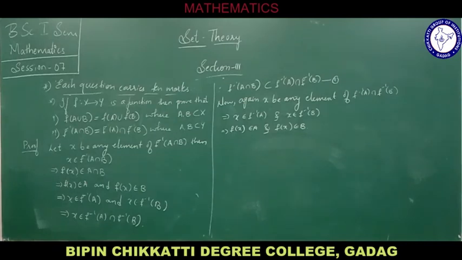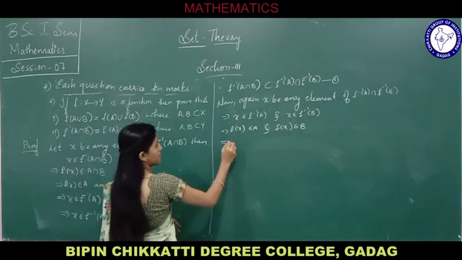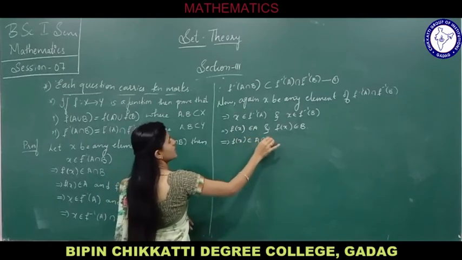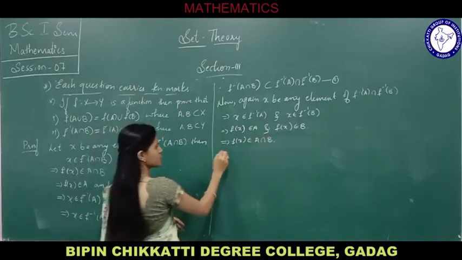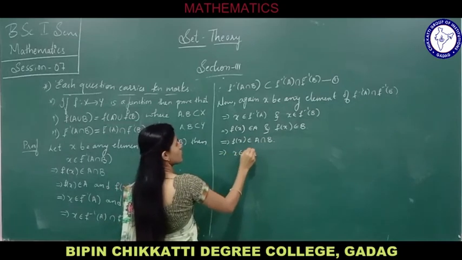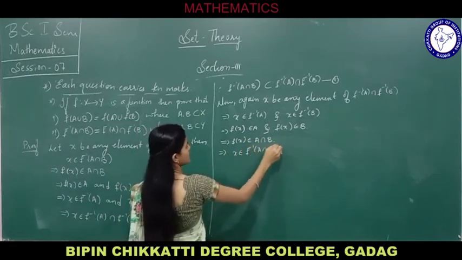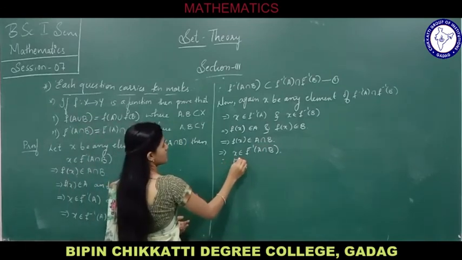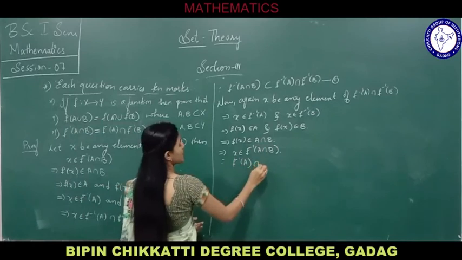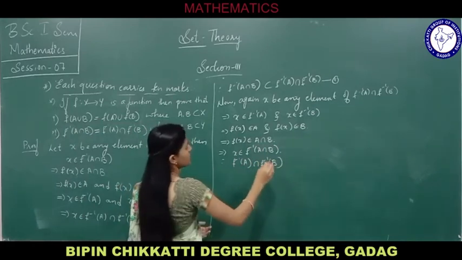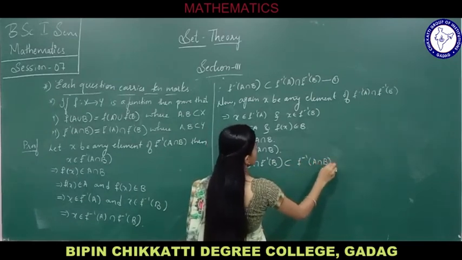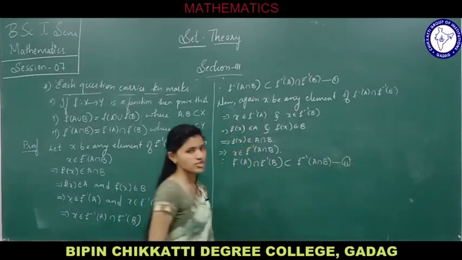Then what is going to happen? This implies f(x) belongs to A intersection B. This implies x belongs to f inverse of (A intersection B). Hence, f inverse of A intersection f inverse of B is a subset of f inverse of (A intersection B). Consider this as equation 2.